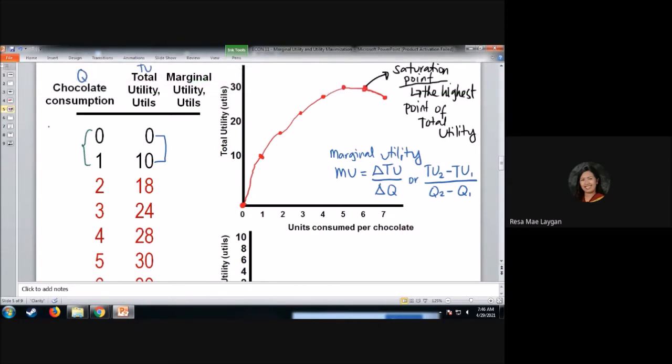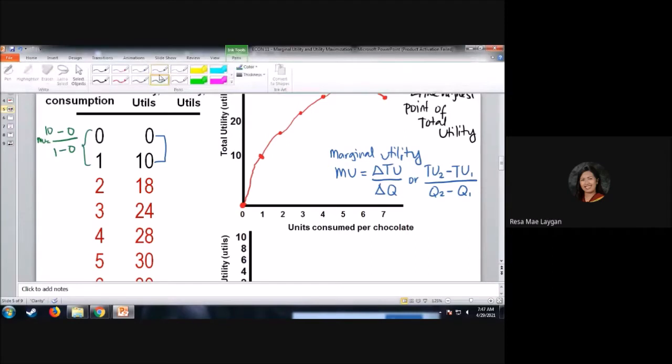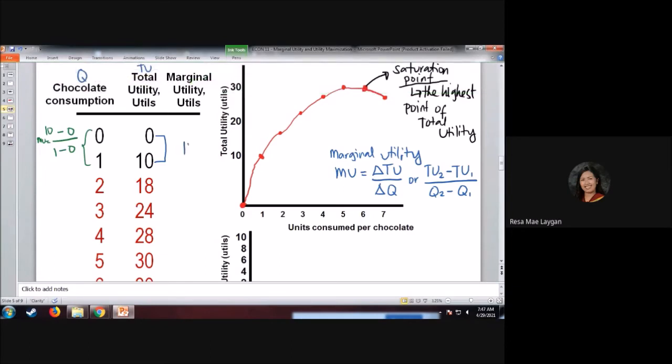You have here 10, the MU. So you have 10 minus 0 divided by 1 minus 0. So you have 10 divided by 1. So your marginal utility there is 10. Okay? So how about here?